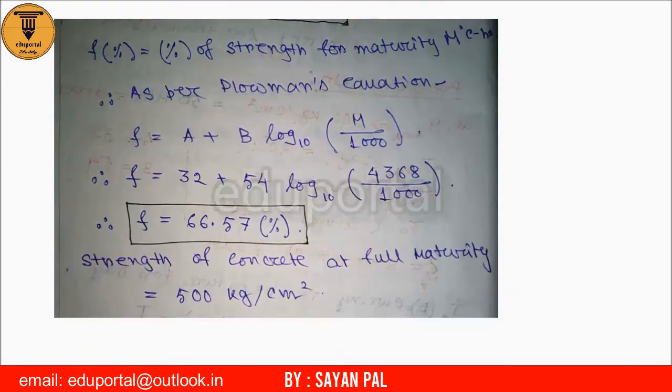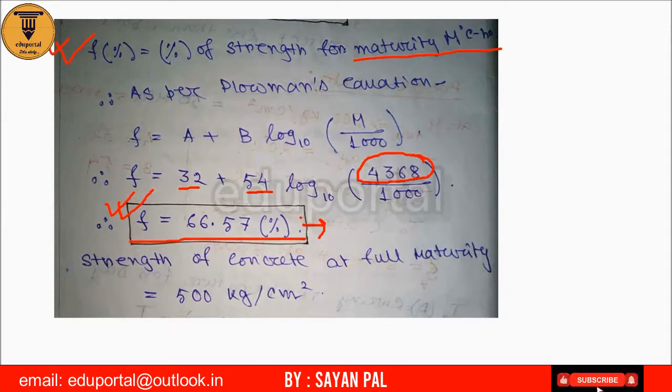So F is the percentage of strength for maturity M. Here M is 4368 as we have determined. So if we put the value of M equal to 4368 degrees Celsius hour, and the values of A as 32 and B as 54, we will get the percentage of strength for maturity 4368 degrees Celsius hour, that is the percentage of strength for day 7. Okay, so the percentage of strength is coming 66.57 percent. Okay, so the strength of concrete at full maturity is given as 500 kg per cm square, that is 50 MPa.